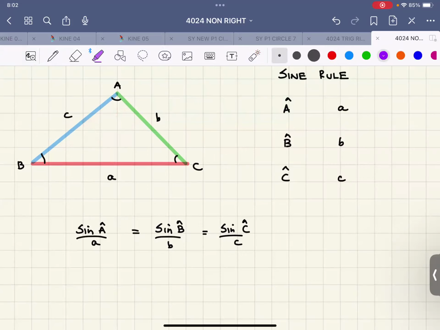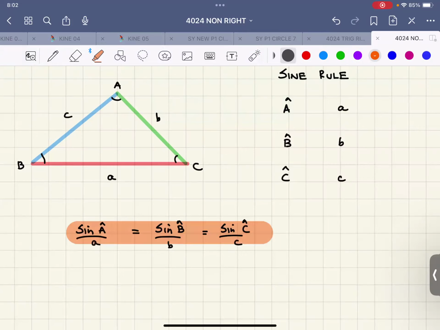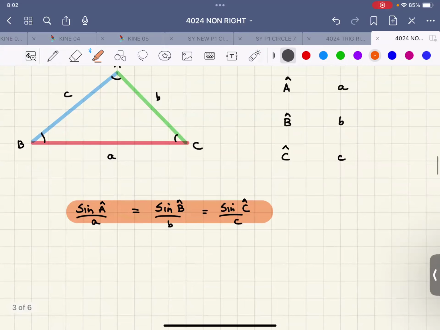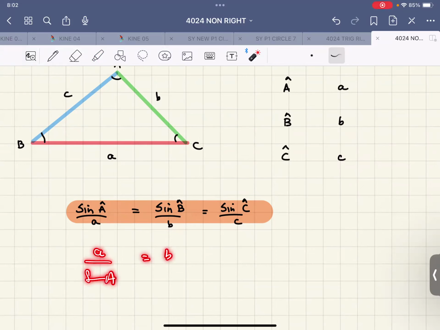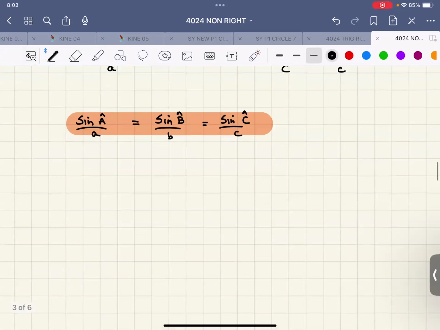So this is how we will use it. We have to be sure that this relationship is true. If all the sines are at the top, all the sides will be at the bottom. It can also be written as a over sine of A, b over sine of B, c over sine of C. This is perfectly good. Doesn't make a difference.